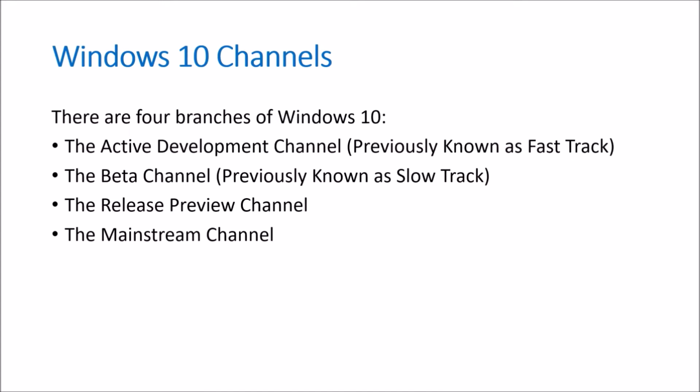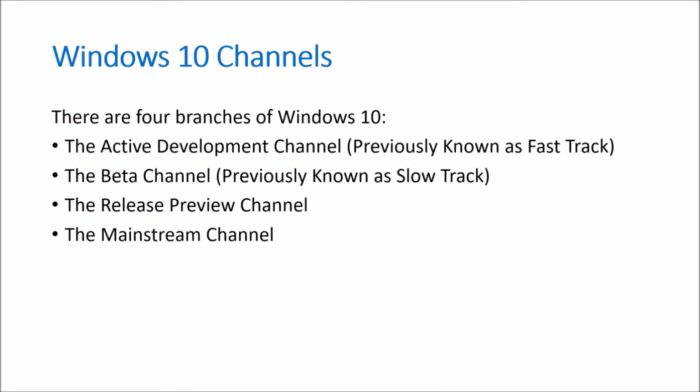So the release preview channel is typically a month or 2 months ahead of the mainstream channel, and essentially the mainstream builds of Windows 10 get updated twice a year. So it's every 6 months there's a feature update on the mainstream channel, as opposed to every 2 weeks with the active development channel.